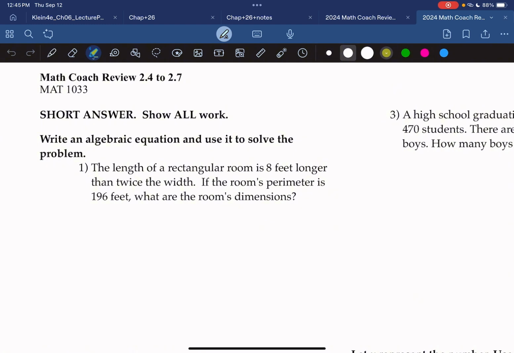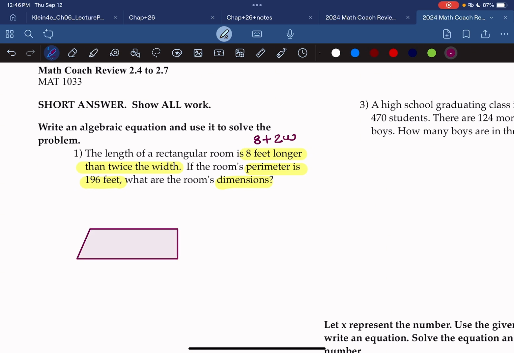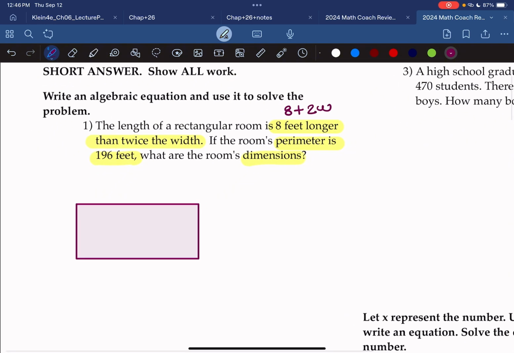You have to write an algebraic equation and use it to solve the problem. The length of a rectangular room is 8 feet longer than twice the width. If the room's perimeter is 196 feet, what are the room's dimensions? So let's draw a rectangle. There we go. As we said, the length is 8 feet longer than twice the width.